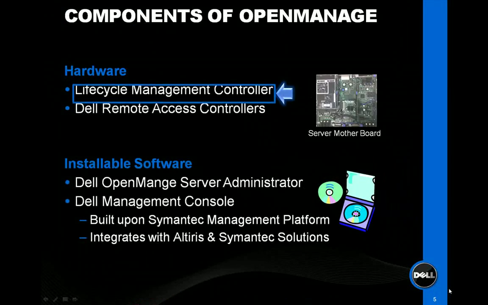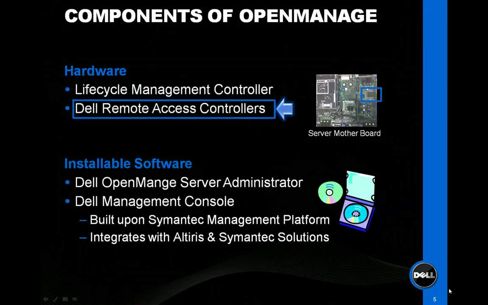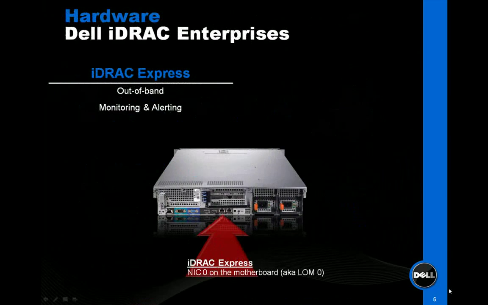Moving on from the Lifecycle Controller, we also have the Dell Remote Access Controllers. Key here is that the DRAC, or Dell Remote Access Controller, is an out-of-band means of communicating with the server. This means that whether there's an OS there or not, whether the OS is functioning or not, we can still communicate directly with the hardware. The iDRAC Express is an embedded component on the motherboard of each server, and this is something that can be accessed through NIC 0 on the motherboard, and this allows for monitoring and alerting via SNMP. So basically the server can let you know if there are any issues with the fans, the hard drives, the network cards, any hardware component inside the server.